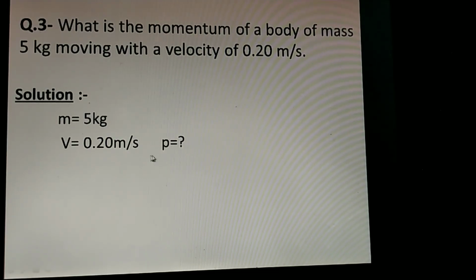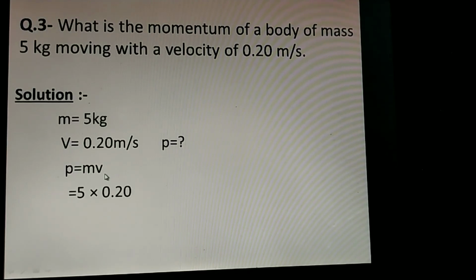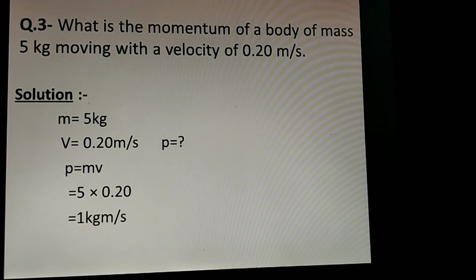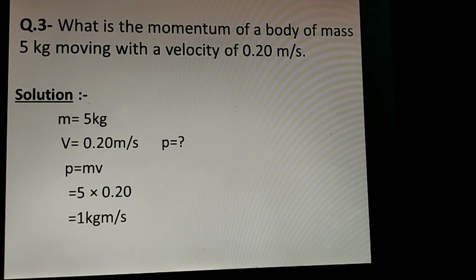Always remember, momentum is represented by P. So P you have to find out. Then as per the formula, P is equal to mv. P is the momentum, m is the mass, and v is the velocity. Now substitute the values. You will get 5 multiplied by 0.20, and after solving this we get the result, that is 1 kg meter per second. So this is the momentum of the body.